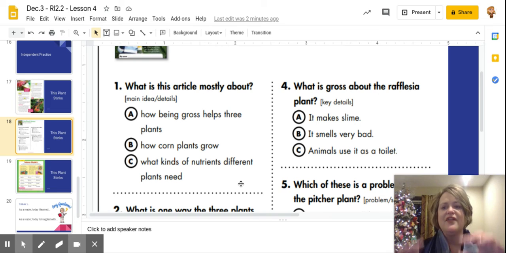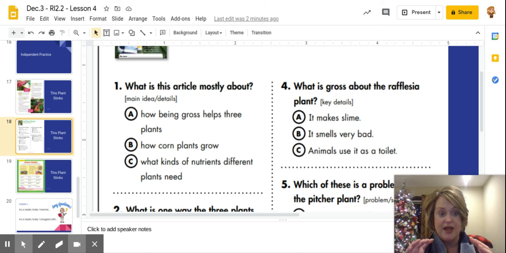Now, remember, there's nothing to do on the slideshows. I just put those in case you want to look at them or read it, blow it up so you can see it better. You can always go back and watch my video again, but there's nothing to do on the whole slide presentation. The only thing you have to do for me is click on the independent practice that is separate, and you will see these slides.